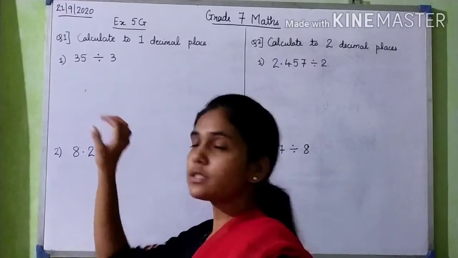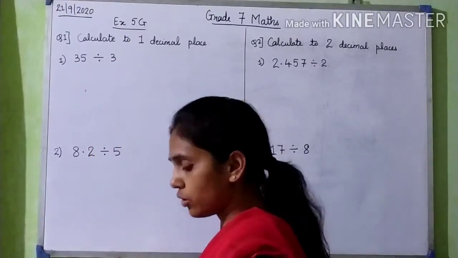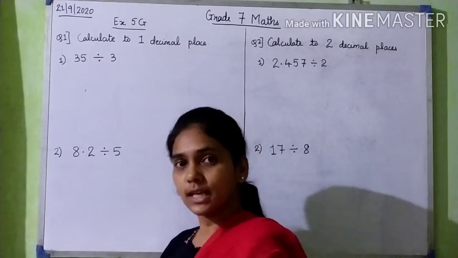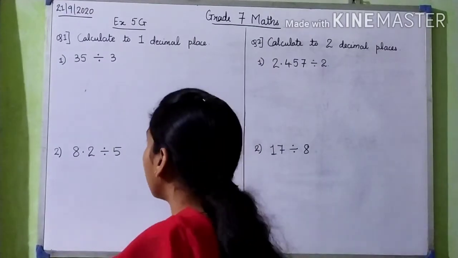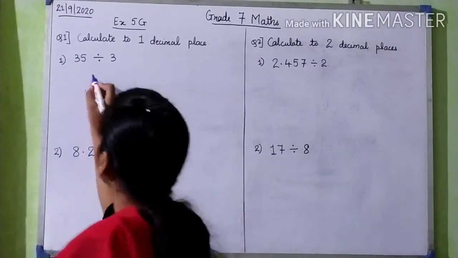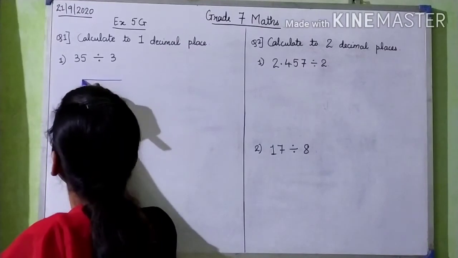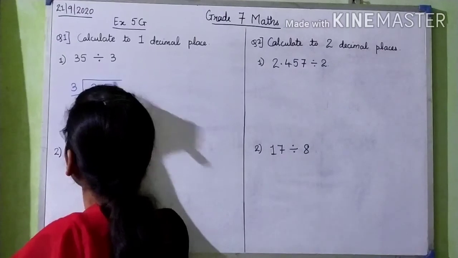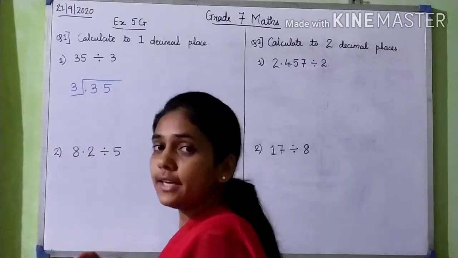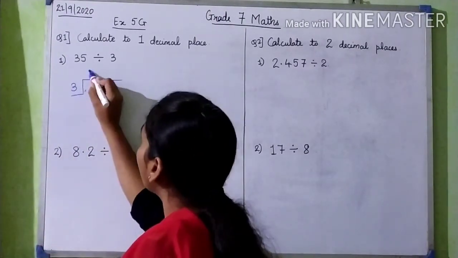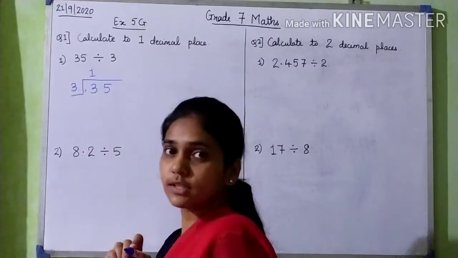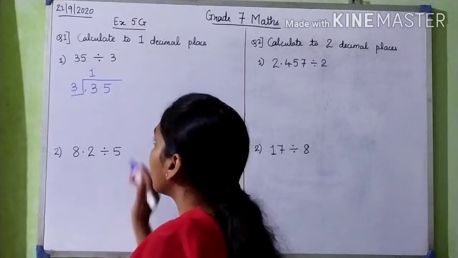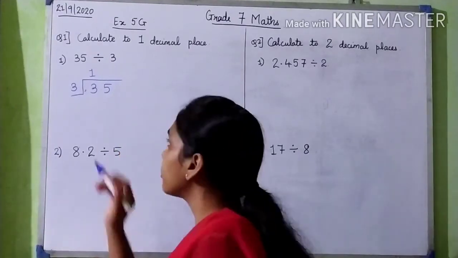The first sum is 35 divided by 3. The way we do normal division, we have seen in the previous exercise, and the same way we are going to do the division here. So I write 3 outside and 35 inside. Now I divide. 3 ones are 3, so nothing is carried out. Now we go to the next digit, the next digit is 5.